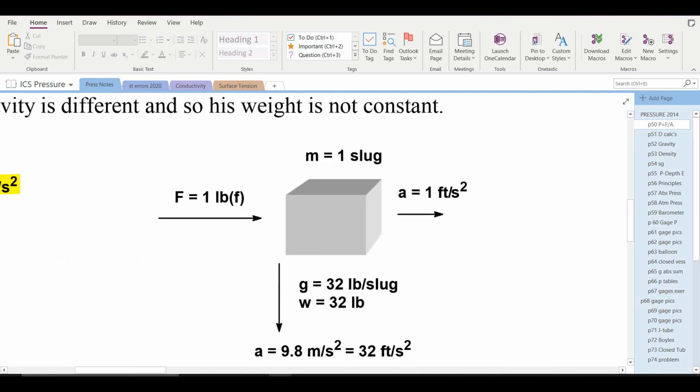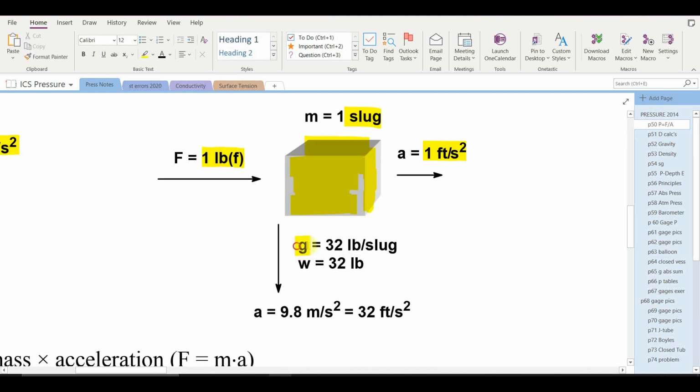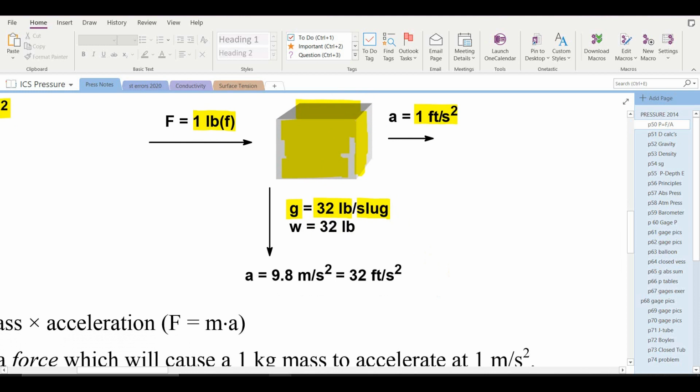In the British system, the unit of force is a pound, so a pound force will cause a mass of 1 slug, and a slug is a relatively large mass, as we'll see, to accelerate at 1 foot per second squared. The force of gravity on planet Earth is 32.2 pounds per slug of mass, and so 1 slug weighs 32.2 pounds. And the force of gravity will cause an object to accelerate towards Earth at 9.8 meters per second squared and 32.2 feet per second squared.